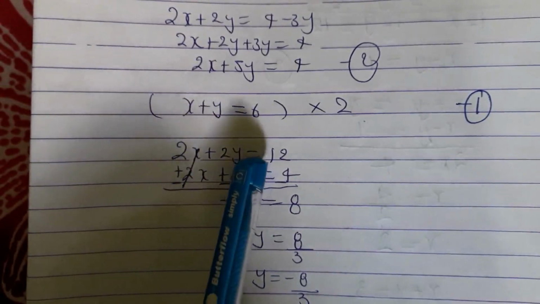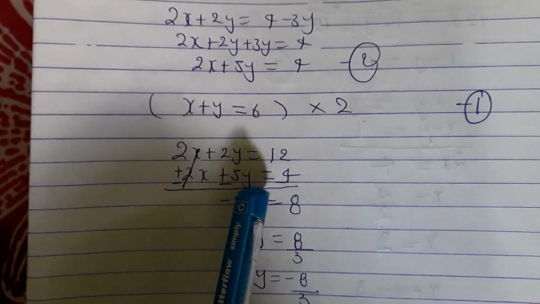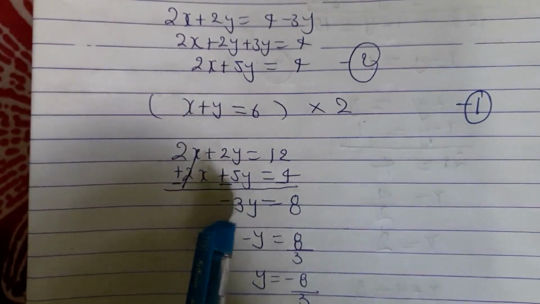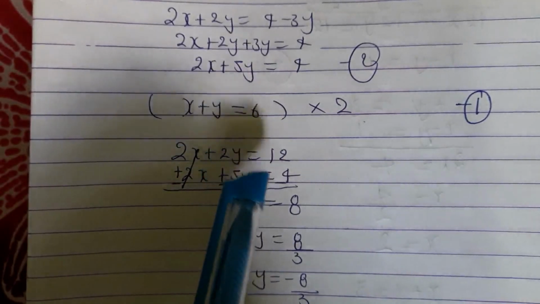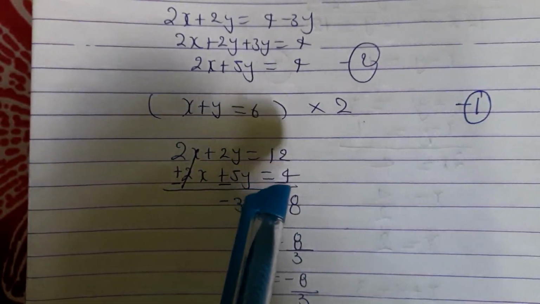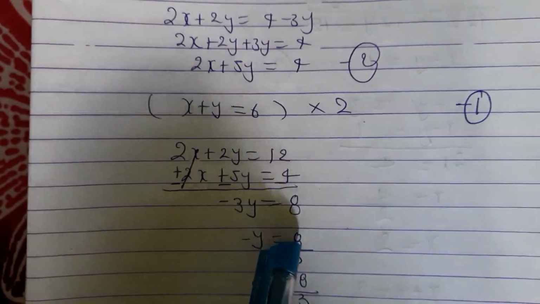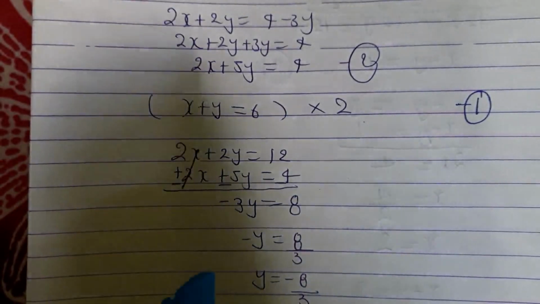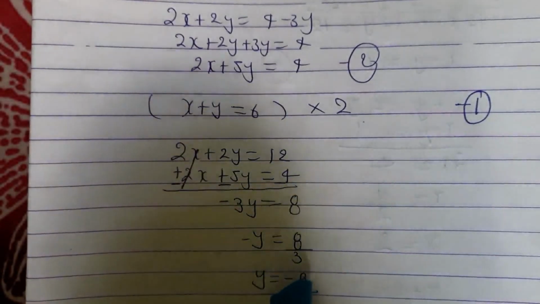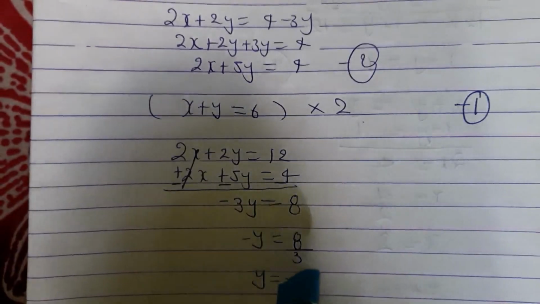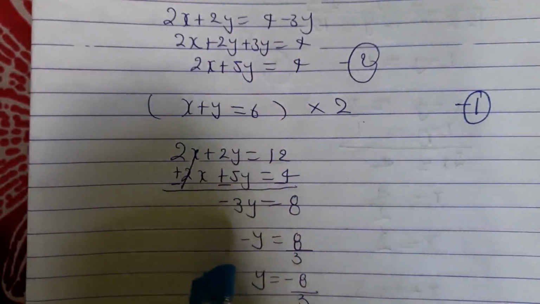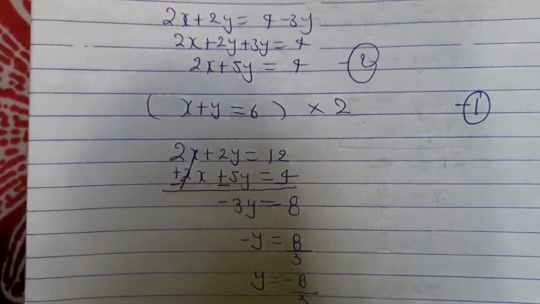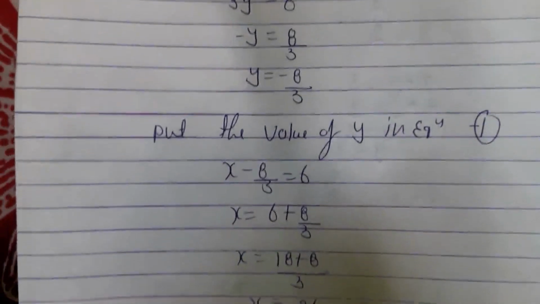Okay, but the bigger digit's sign is negative, so we'll put a minus sign. So minus 3y is equal to 12 minus 4, which is 8, and the bigger digit's sign is positive, so you can put the positive sign or not. So now we'll find the value of y. Minus 3y will go to divide, so minus y is equal to 8 upon 3, and the minus sign will also go to the right hand side. Okay, so y is equal to minus 8 upon 3.